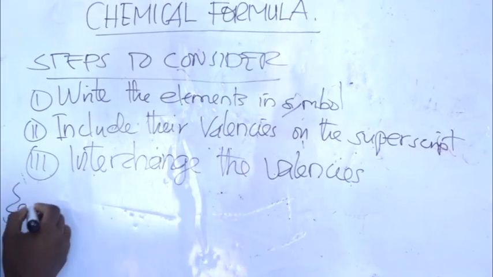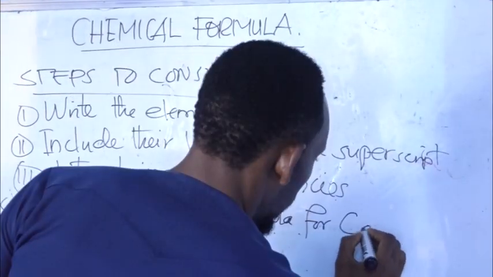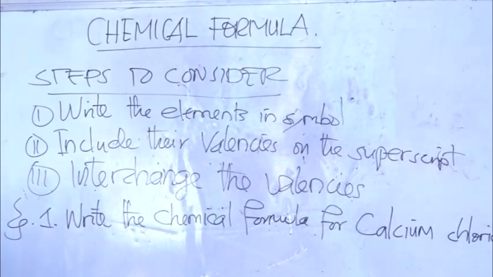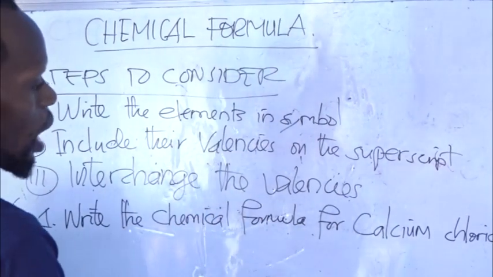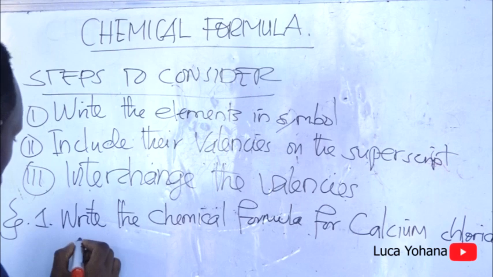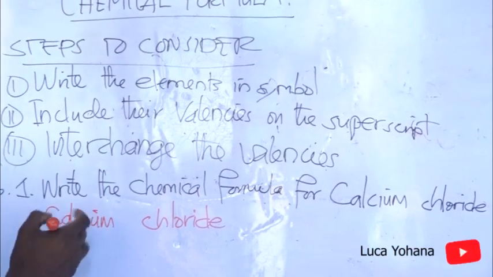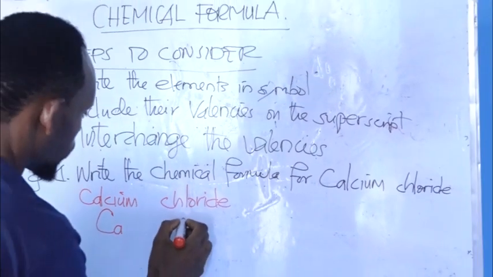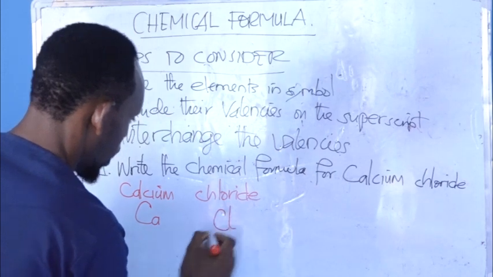Okay, for example, number one, write the chemical formula for calcium chloride. How do we write it? Step number one, write the elements in the chemical compound by using their symbols. What is the chemical symbol for calcium? Capital letter C, small letter a. What is the chemical symbol for chlorine? Capital letter C, small letter l.